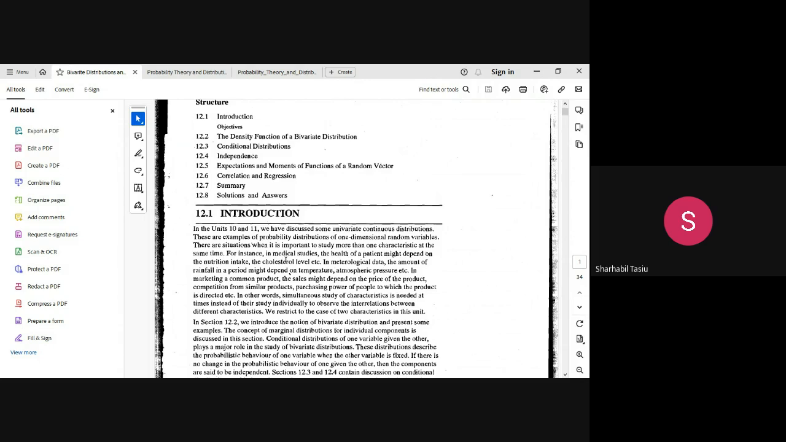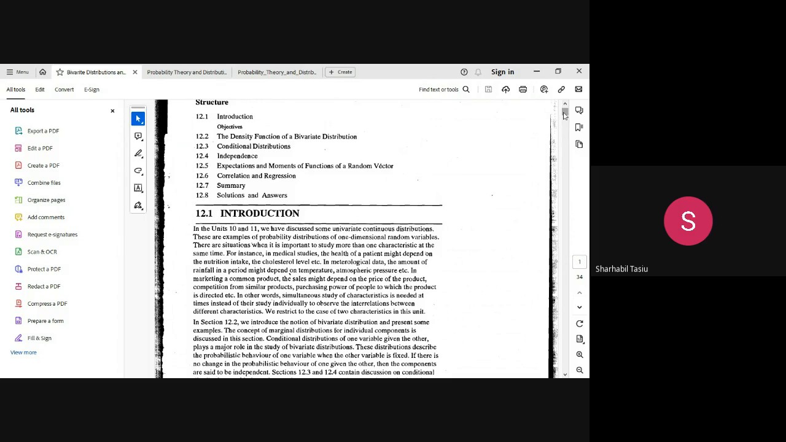Say, for instance, in the medical sciences, the health of a patient might depend on the nutrition intake and also the cholesterol level, and maybe some other useful characteristics, attributes or information. In that case, we have no choice but to use a more than one dimensional random variable, so either a bivariate or a multivariate. A bivariate has to do with two random variables.